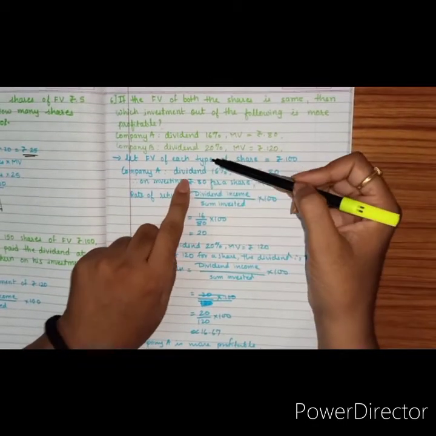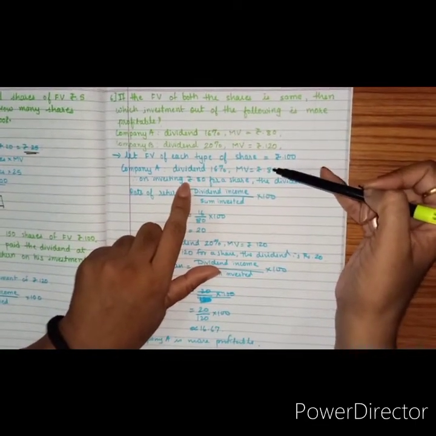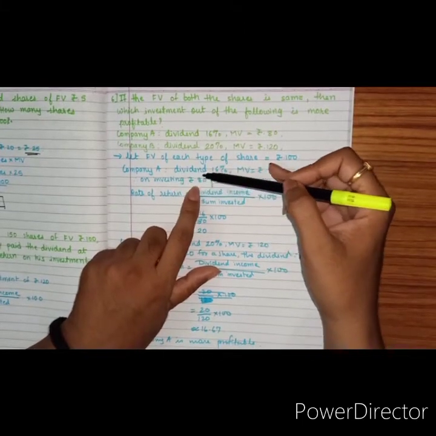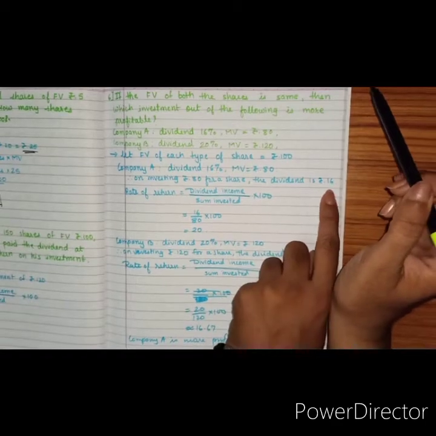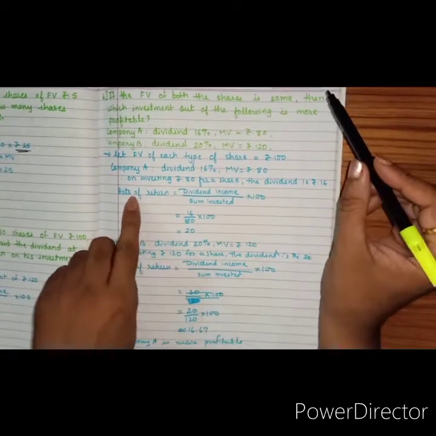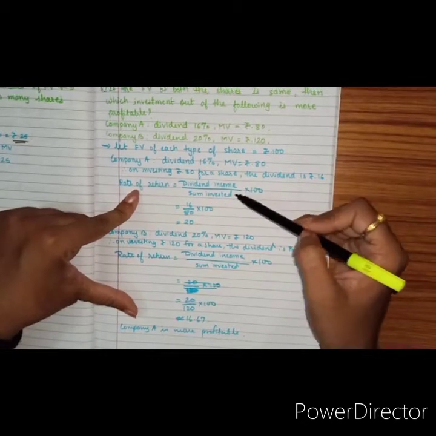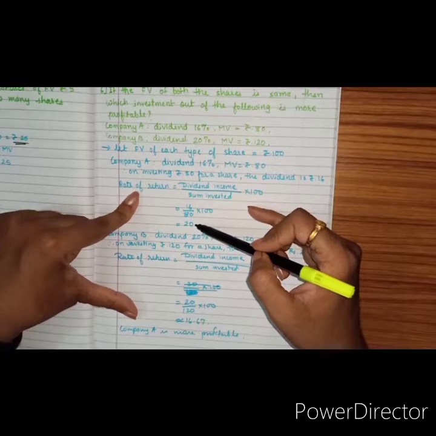Now in company A, where dividend is 16% and market value is 80, what is the meaning? Meaning is that if you invest 80 rupees for one share, dividend is rupees 16. So what will be the rate of return? It will be dividend income upon sum invested into 100, that is 16 upon 80 into 100, that is 20%.